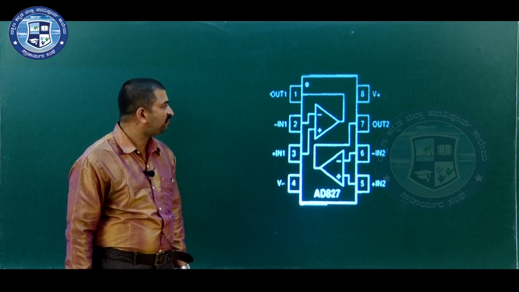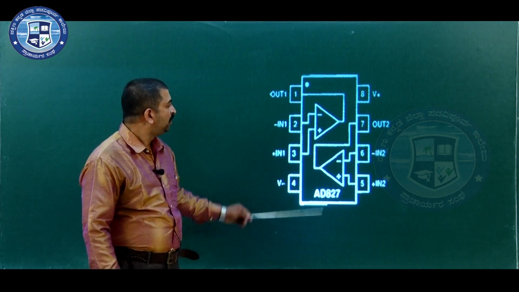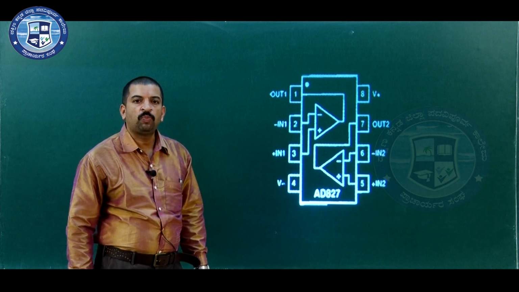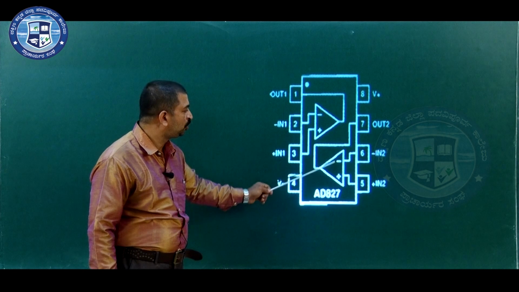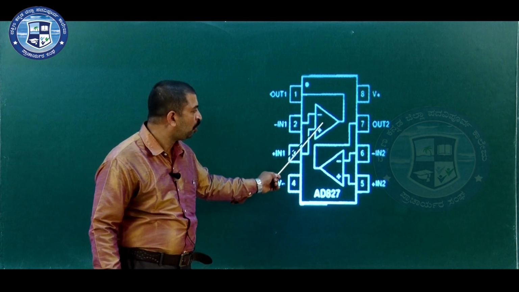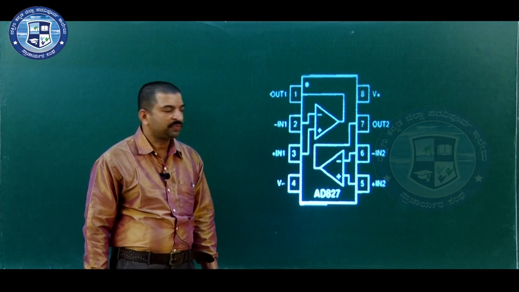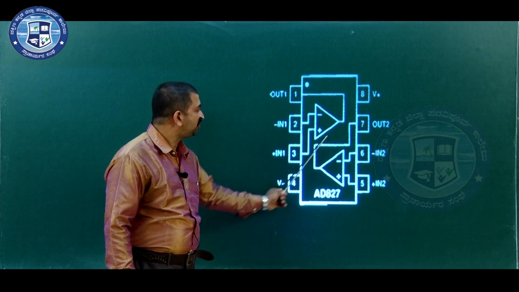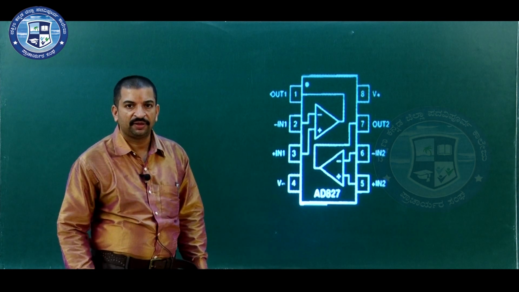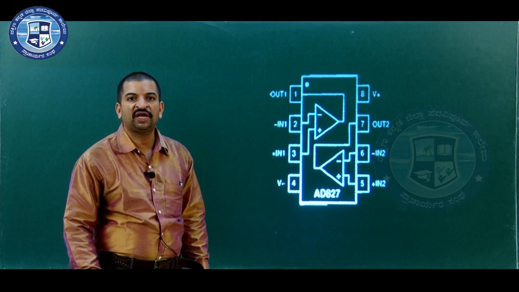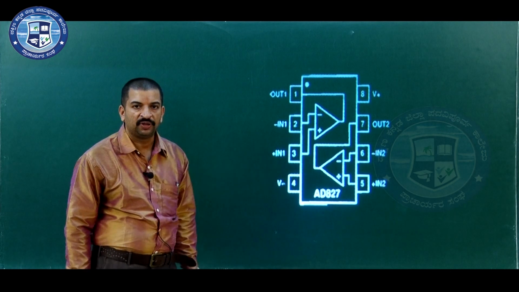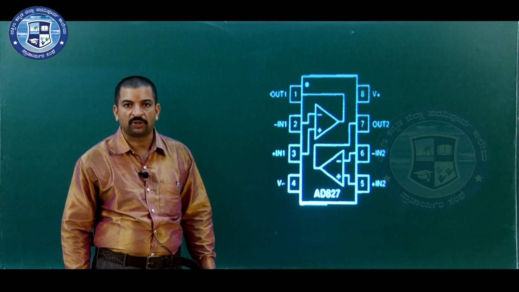This IC consists of total 8 pins. Now, the first pin is the output of the first op amp. There are two op amps in a single IC. It is a dual op amp. Now, for the first op amp, inputs are pin number 2 and pin number 3. Pin number 2 is the inverting input, pin number 3 is the non-inverting input of the first op amp, and pin number 1 is its output.